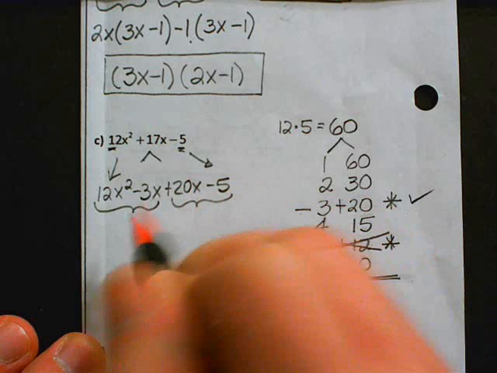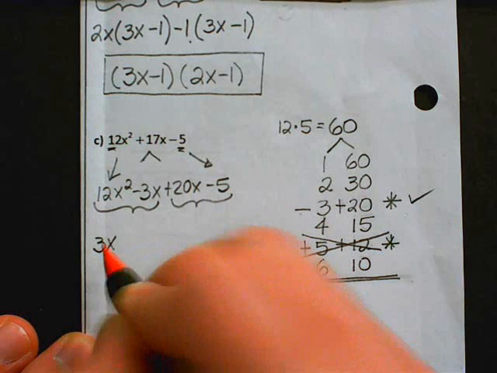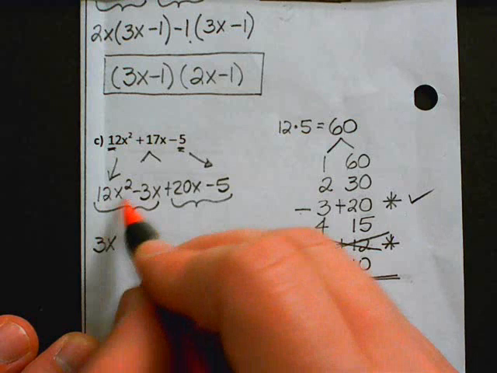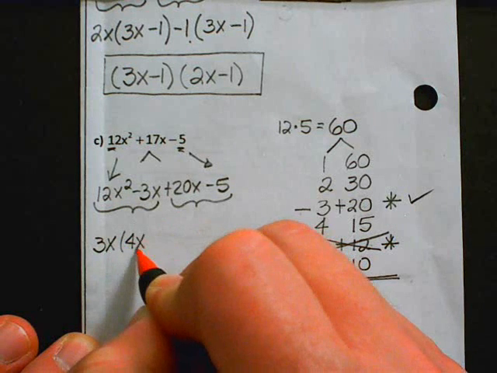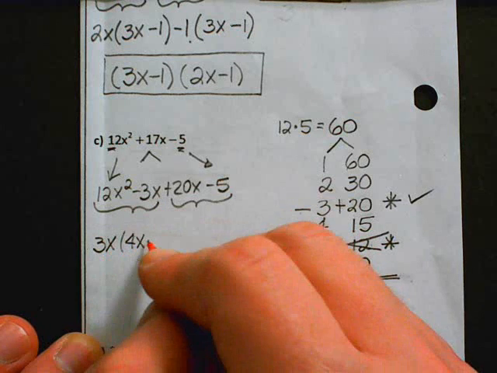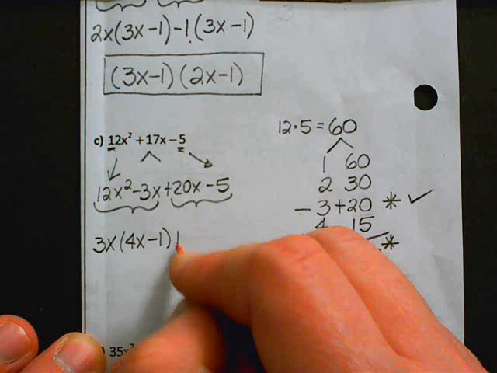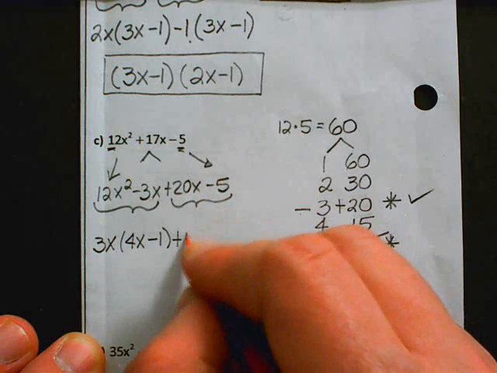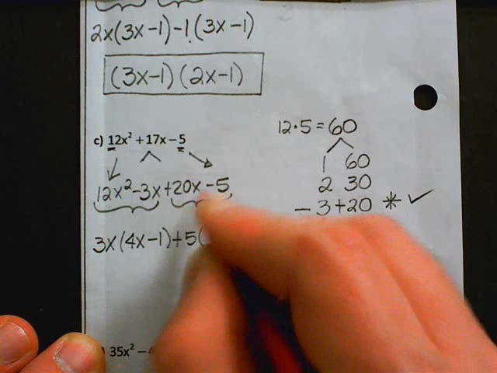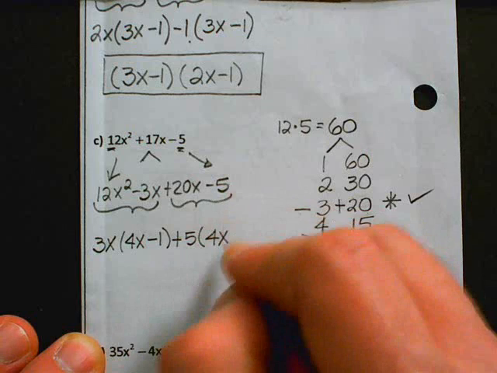So what can we factor from the first two? We can factor out a 3x. So 12x squared divided by 3x is 4x. Negative 3x divided by 3x is negative 1. I'm going to bring down the positive. What can I factor from the last two? It would be a 5. 20x divided by 5 is 4x. Negative 5 divided by 5 will be negative 1.